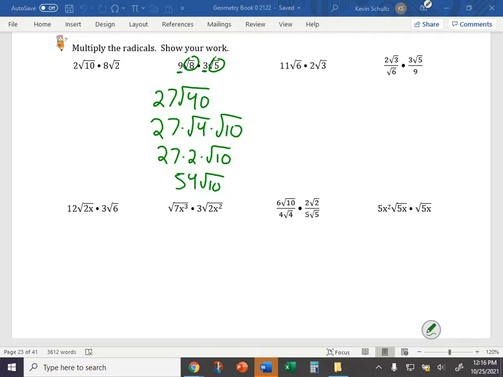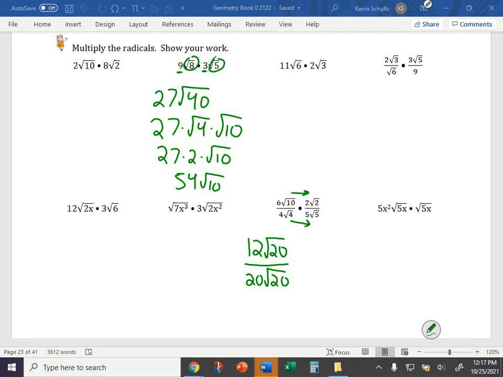Do we care that 4 root 4 and 5 root 5 are different? No. How do we multiply fractions? We go straight across, right? So we're going to start with 6 root 10 times 2 root 2. And the numerator of our answer is going to be 12 root 20. 6 times 2 is 12. Root 10 times root 2 is root 20. Then our denominator, again, multiply straight across. 4 root 4 times 5 root 5. We're going to get 20 root 20.